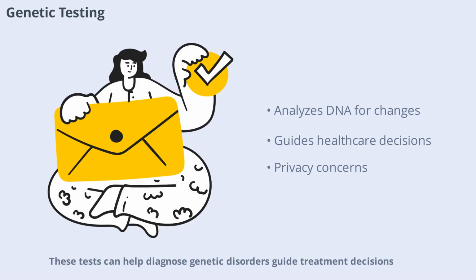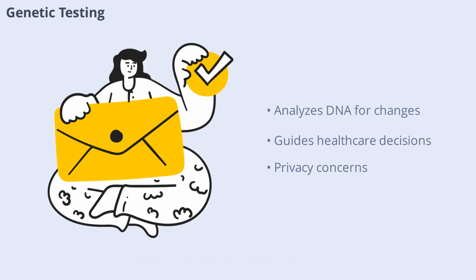Genetic testing analyzes your DNA to look for changes linked to specific diseases or traits. These tests can help diagnose genetic disorders, guide treatment decisions, and inform family planning. While genetic testing offers valuable insights, it also raises questions about privacy and how genetic information should be used.